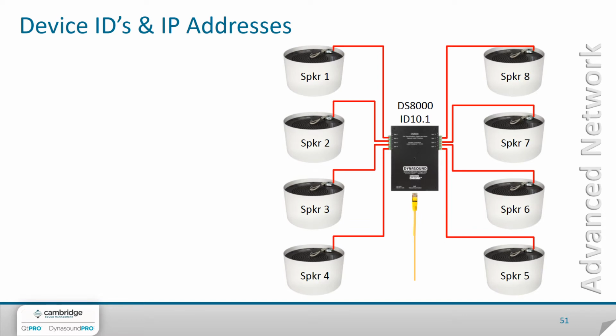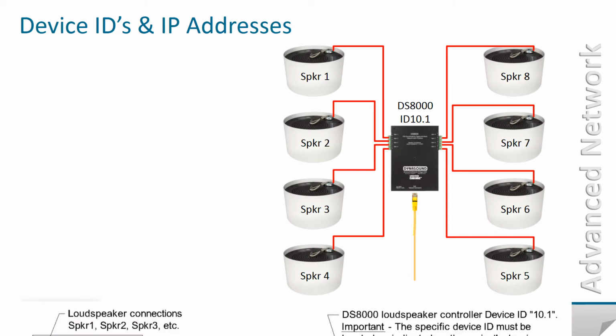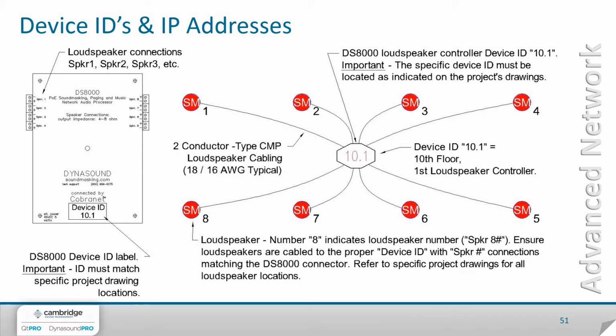Dealers are often surprised to learn that system components are pre-configured at the factory for a specific project prior to shipment. What this means for dealers is that they must ensure the specific device is installed at specific locations, shown on project drawings prepared by CSM. Each DS8000 is labeled with a device ID for identification within the system. This device ID correlates to the IP address of the unit assigned at the factory.